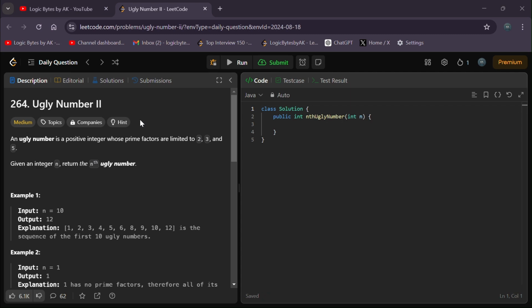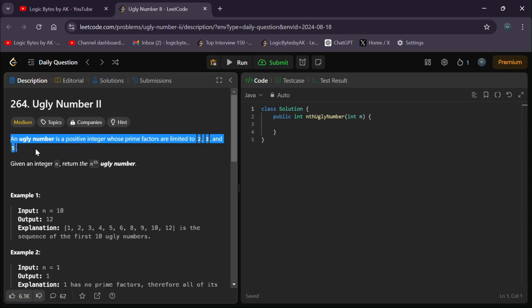So going to the description, the question is Ugly Number 2. An ugly number is a positive integer whose prime factors are limited to 2, 3, and 5. Given an integer n, return the nth ugly number. So he mentioned, what is an ugly number?